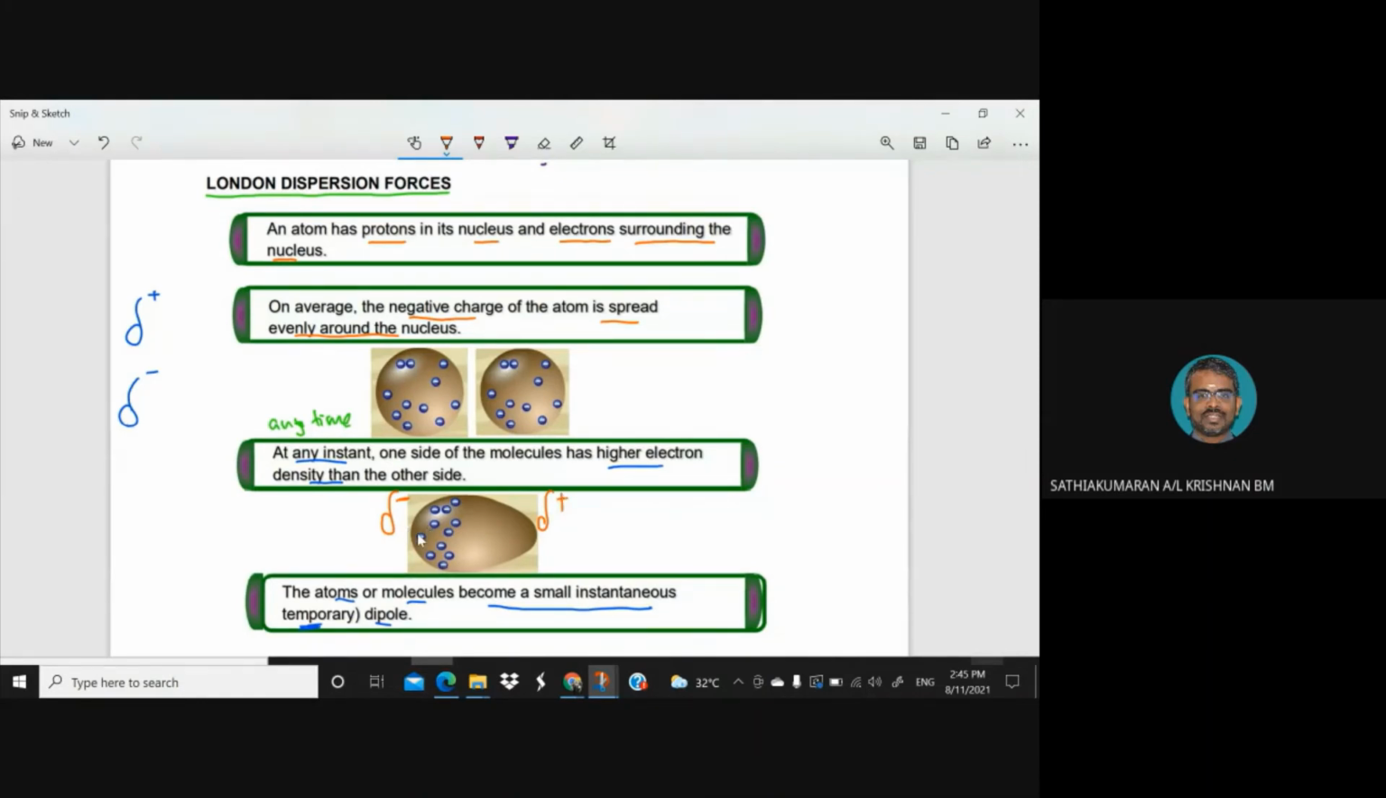Now you see, we already got a temporary dipole. Small instantaneous means at any time, a very little or very short temporary dipole. In a very short period of time, delta negative and delta positive suddenly appear, because the electron is moving. Okay, now it already has a dipole negative and dipole positive. This one is for one atom.